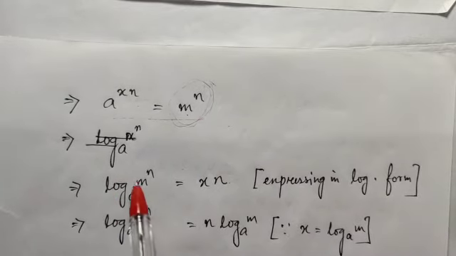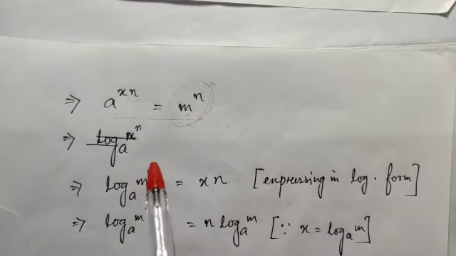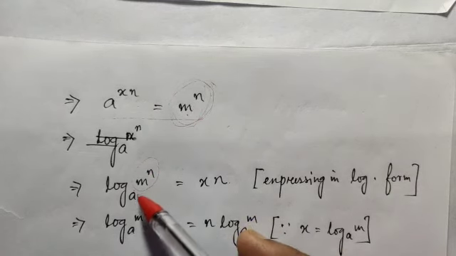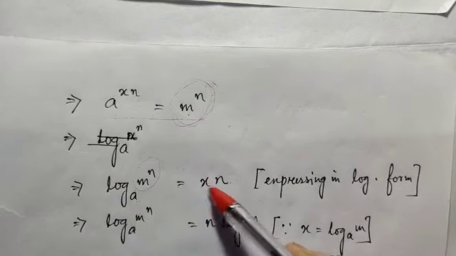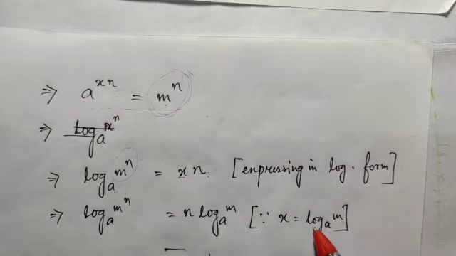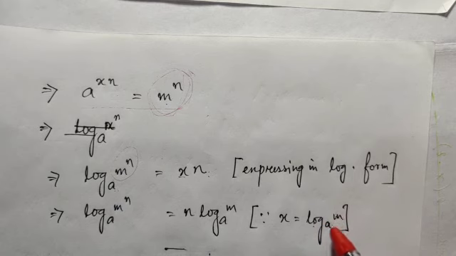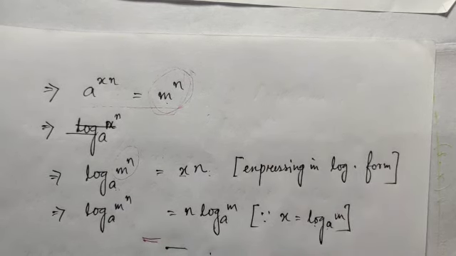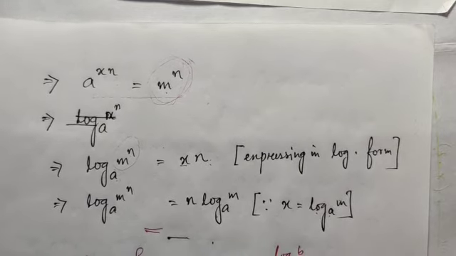So when you take log base a, this argument will come here. So the argument will come here with respect to base a is equal to xn. Now what have we considered x? We have considered x as log m to base a. So we will write that here. So this is the proof for the power rule.